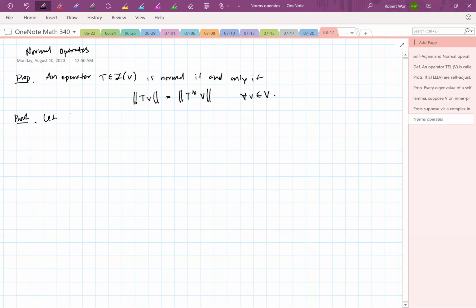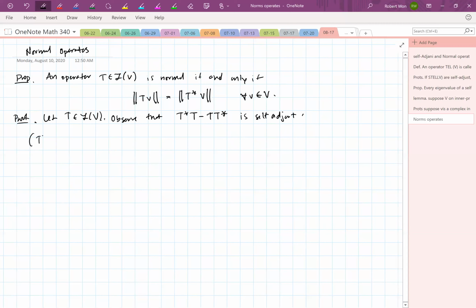Okay, so let T be an operator. Let me just note that the operator T star T minus T T star is always self-adjoint. Here's a way to cook up a self-adjoint operator: you take any operator you want and you write down T star T minus T T star. Okay, this is just a computation.